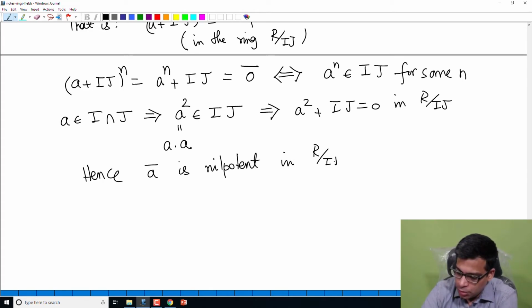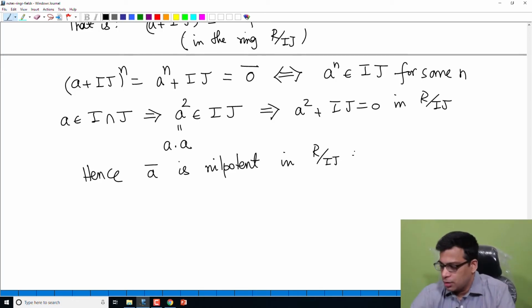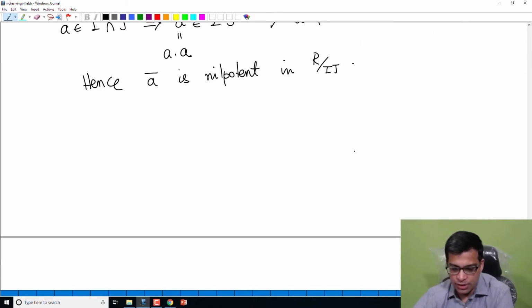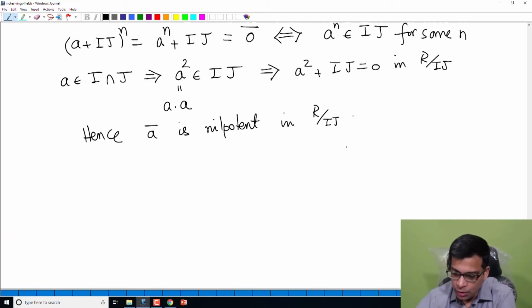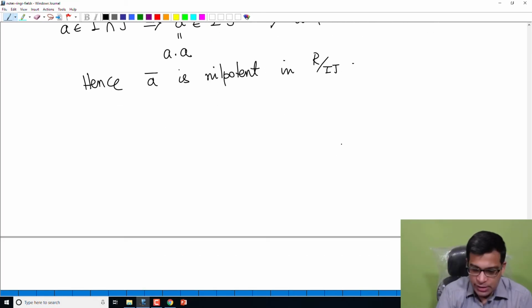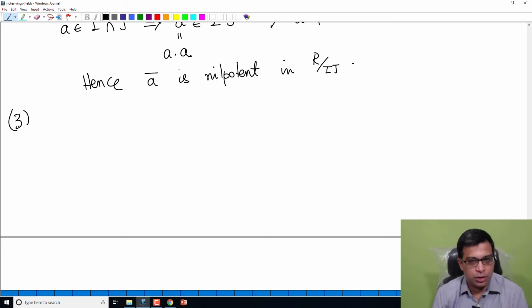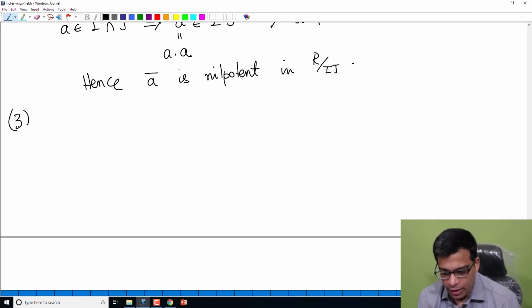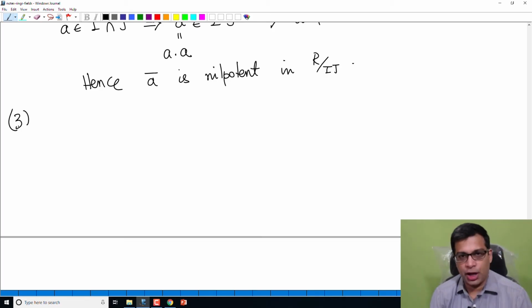So the question was, show that the residue of any element of I intersection J is nilpotent in R mod IJ. We have shown that, in fact, the square of any element of I intersection J is 0 in R mod IJ. It's not just nilpotent, but the power you need to take is just 2. So the next problem I want to do is building on this notion of IJ and the quotient ring R mod IJ.